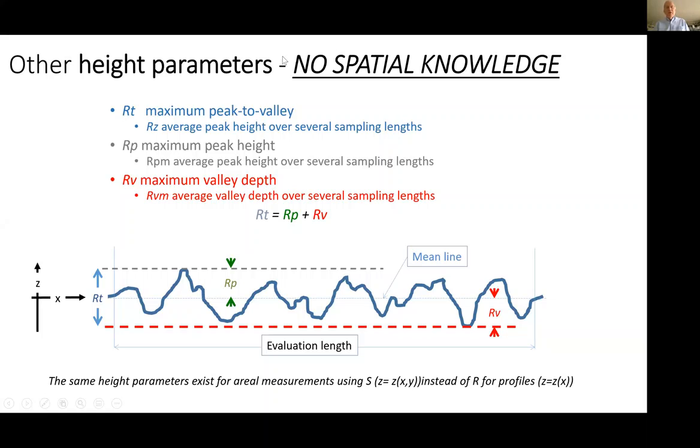Now, note, there is no spatial knowledge contained in any of these. It's strictly heights. So I could take all my height measurements and reorder them any way I wanted, and I would have all of the same values. So I could reorder them somehow so I have much sharper valleys or sharper peaks. And we could imagine the surface would be much more dangerous for fatigue, or much better for cutting or wear or grinding if I had sharper peaks. But I couldn't tell the difference by using these parameters.